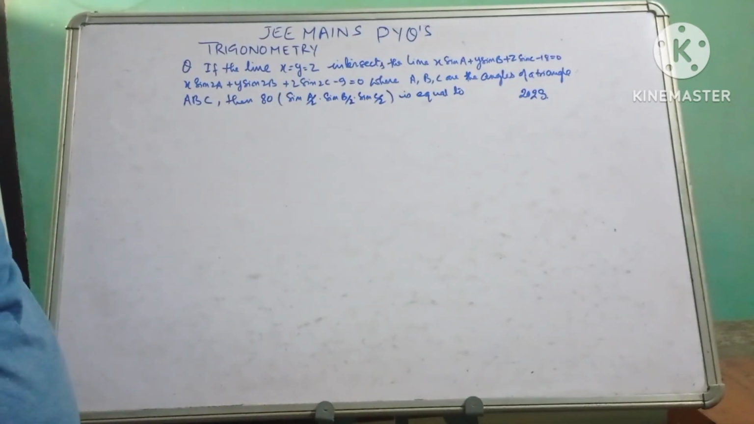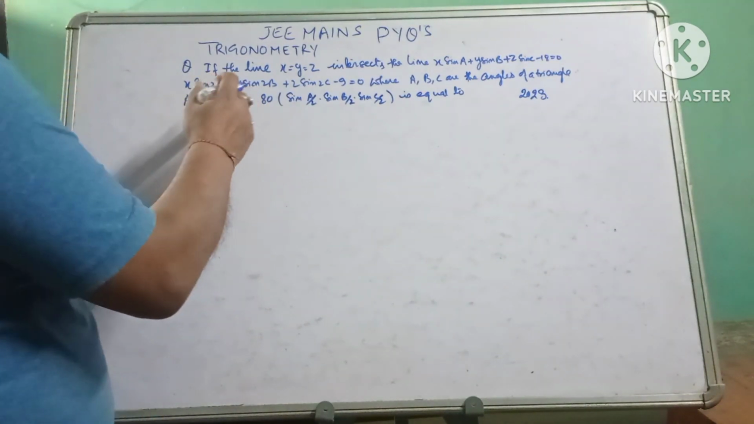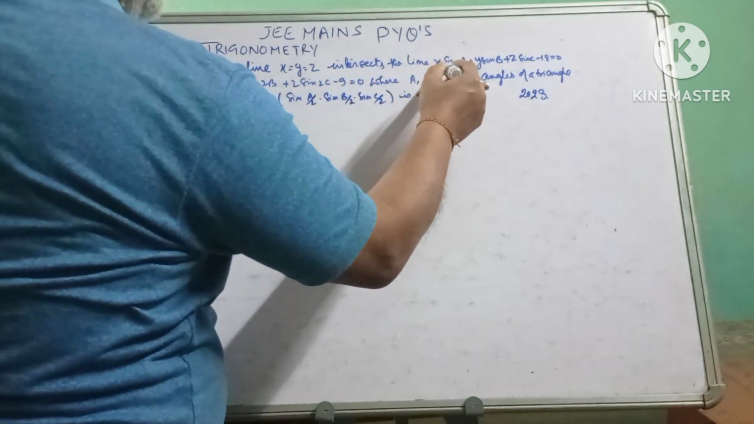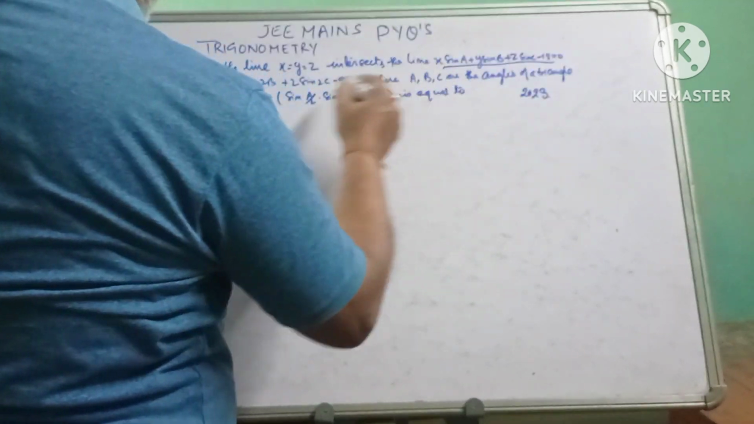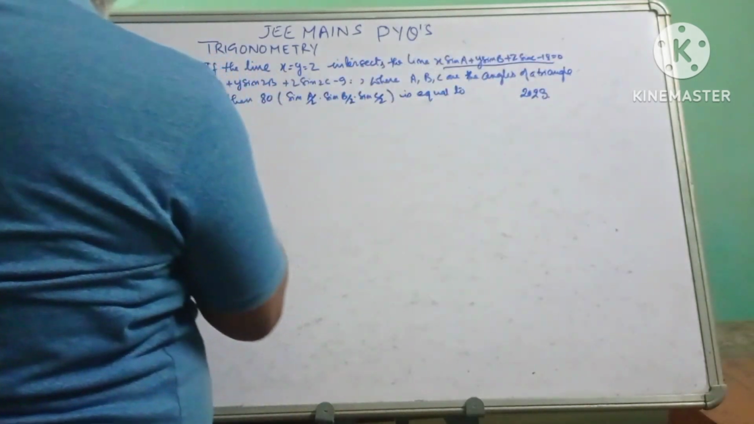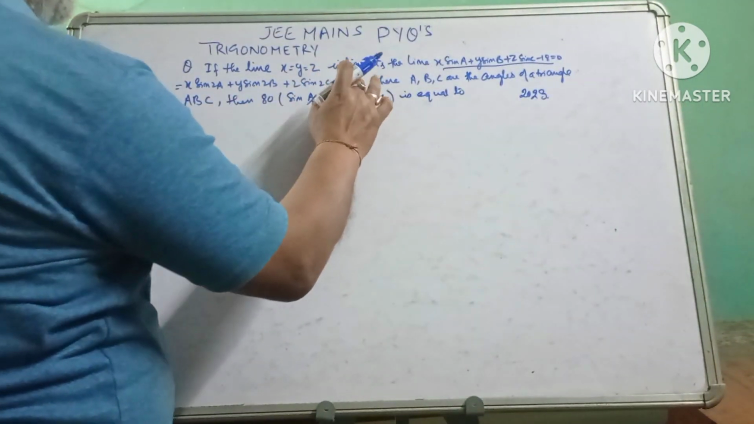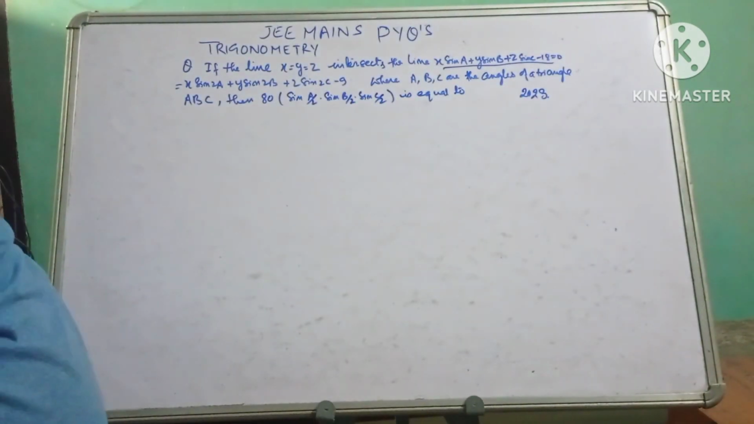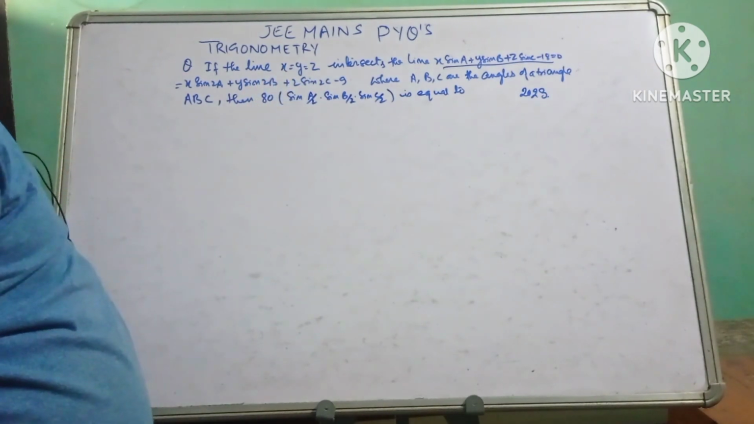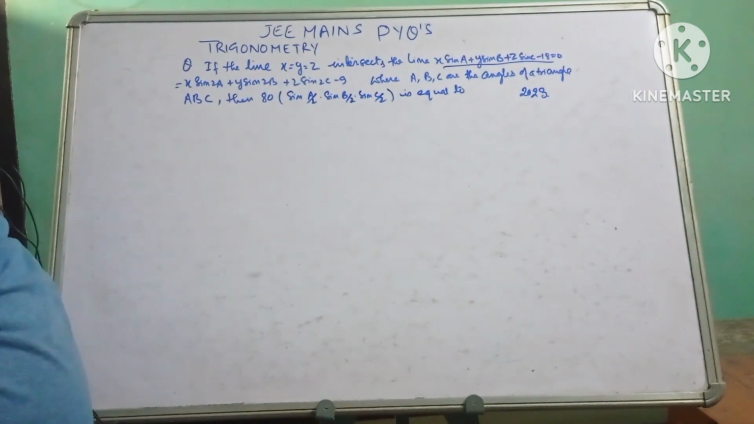So here you see the question: if the line x equals y equals z intersects the line, this means both are 0, where A, B, C are the angles of a triangle ABC, then 80 into sine A by 2 cosine B by 2 sine C by 2 is equal to what?